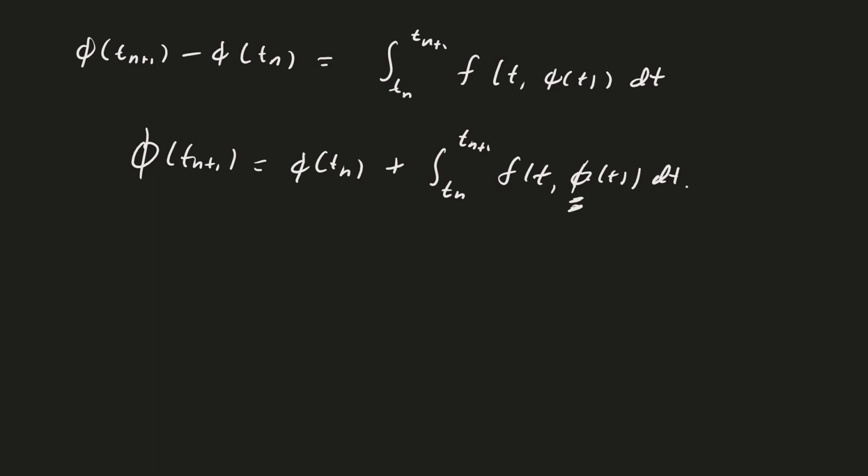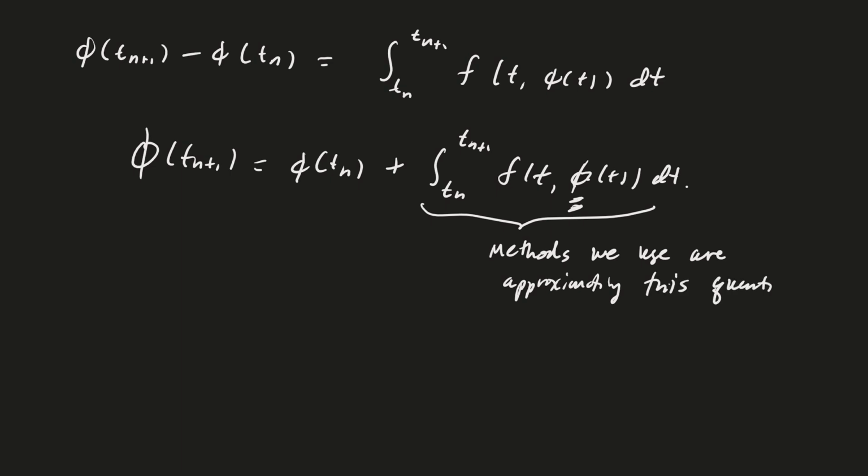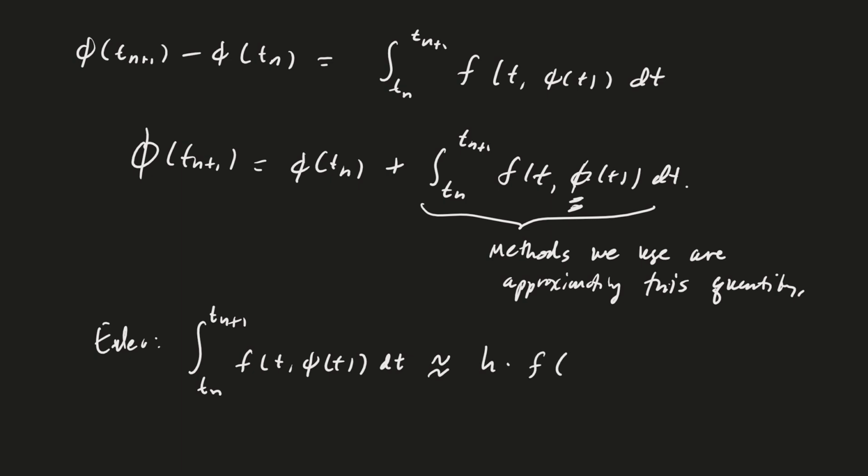But I think this formulation of the problem really gets at the heart of things, because our solving methods are approximating this quantity. And so one way to approximate that quantity is to just use our Euler's method. So our Euler was just to do the integral from t sub n to tn plus 1 of f of t, phi of t dt is approximately equal to h times f of tn yn.